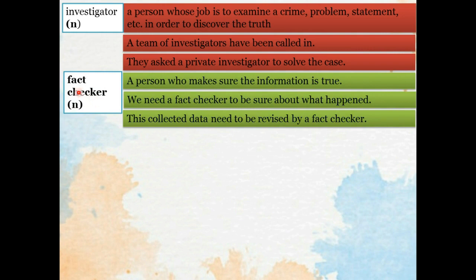Fact checker. A fact checker is a person who makes sure the information is true. Because of course, it's a very important matter here to check if the information is true or not, because you are going to tell it to people in public. So it should be true news. We need a fact checker to be sure about what happened. This collected data needs to be revised by a fact checker. Okay?